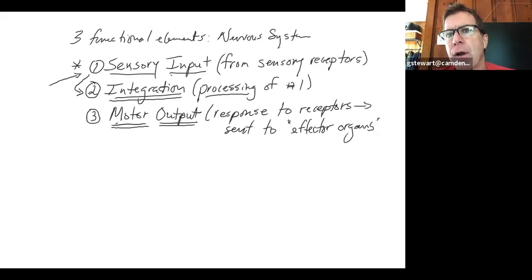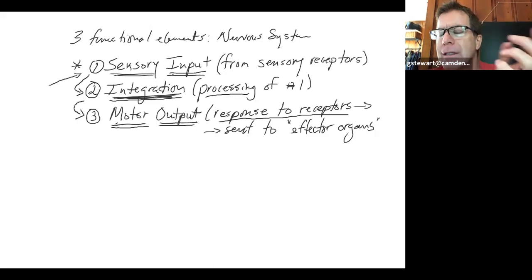So then the integration processing center sends out a motor output, a response to the receptors sensing cold, and the motor output is sent to effector organs. In this example, the effector organs would be muscles all over the body that start to shiver. When we shiver, when we're cold, that's actually muscular contractions, and that's a response in order to raise our internal body temperature. So that's an example of how the nervous system works.